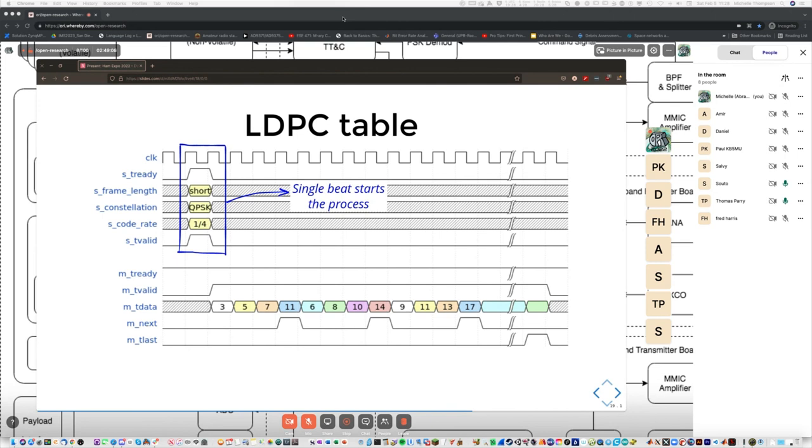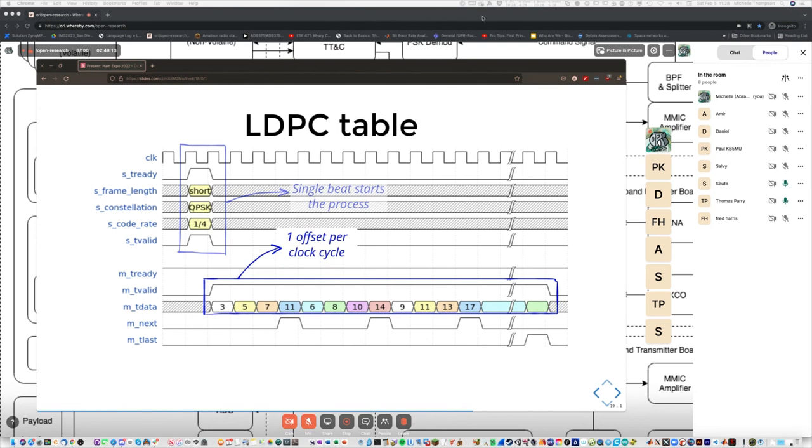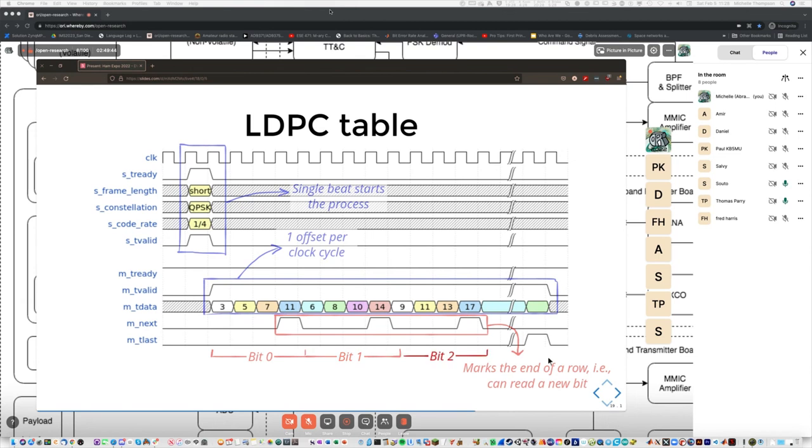a single bit will start the process, and the LDPC table will produce one offset per clock cycle like this. It will also produce another output called mnext, which essentially marks whenever a row completes, which means a new bit can be processed. So this means that, for example, this section here with coefficients 3, 5, 7, and 11 is related to data bit 0. And then the next one, 6, 8, 10, 14, is for bit 1, and so on and so forth. And these values are the same as in the example from the LDPC in a minute slide.